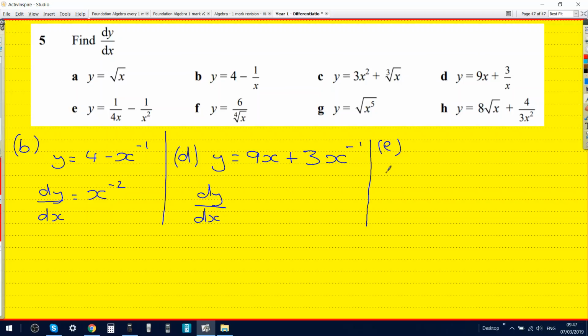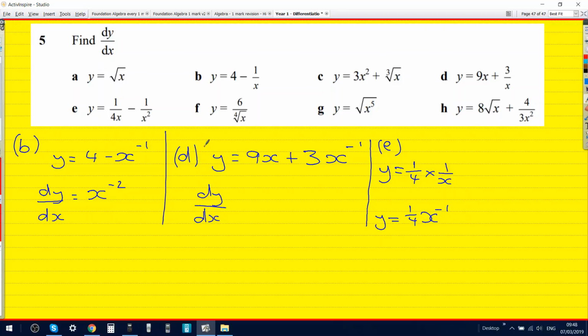1 over 4x written as... I don't know. So I could rewrite this for a bit of clarity. A quarter times 1 over x. So what is 1 over x the same as? X to the minus 1. Yeah, so you could write that as a quarter x to the minus 1.